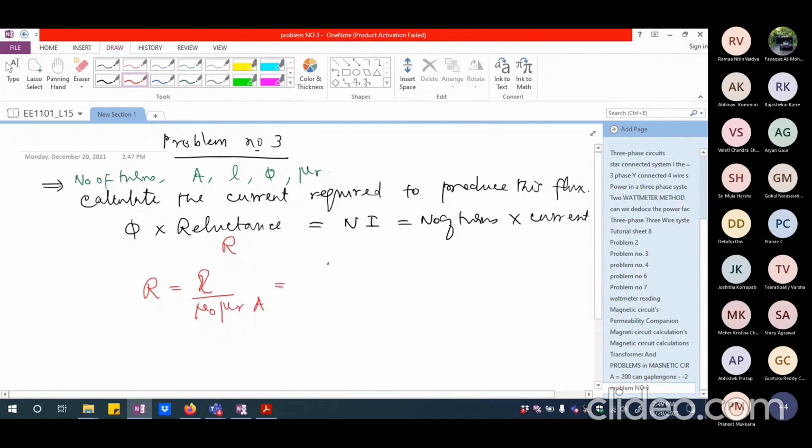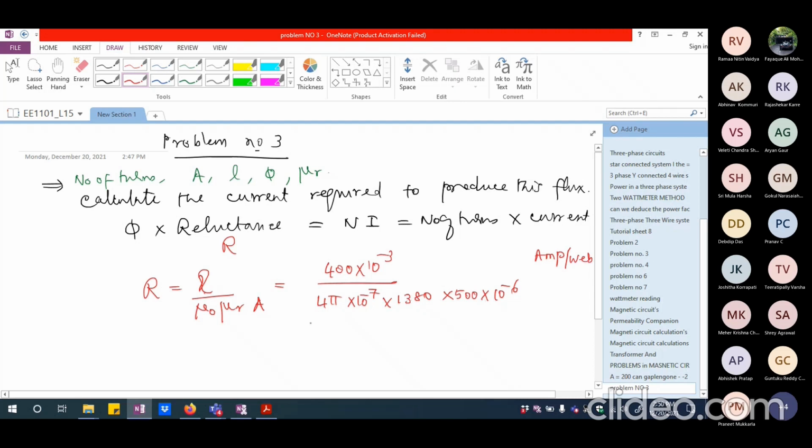Whatever is the L given, which is 400 millimeter, and mu naught mu R I can write as 4 pi into 10 power minus 7 multiplied by 1380, which is mu R, multiplied by the area, given as 500 millimeter square. So this will give me reluctance. And what is the unit of reluctance? It will be ampere per Weber.